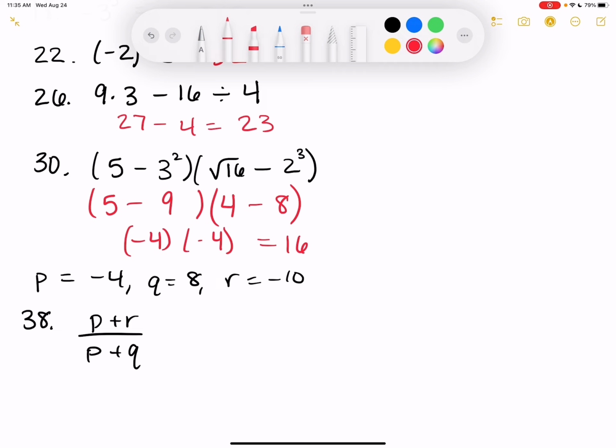All right, so we're going to replace each variable with the respective numbers. So we have -4 plus -10 over -4 plus 8. So it's an improper fraction. As long as you reduce it, it's fine. -14 over 4 reduces to -7 over 2.